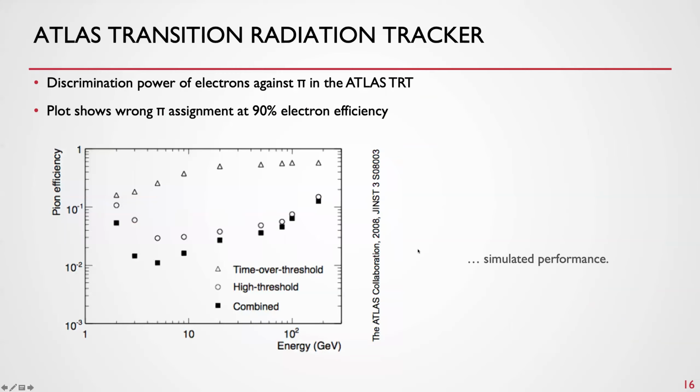Here's its performance. This diagram shows, it's a detail, the misidentification efficiency of pions. And without the transition radiation, one has a 10% or so misidentification. That is, in 10% of the cases, when you think you have an electron, you actually have a pion. With the transition radiation measurement, one gets the black squares, and there's a factor of 10 in between. So the pion background to the electron identification is reduced by a factor of 10.